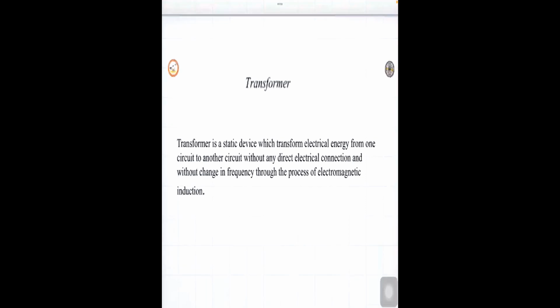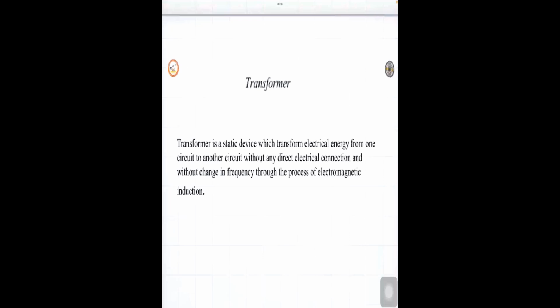Hello everyone. In today's class, let us understand about the transformer, its working, and its constructional features. What is a transformer? Basically, you would have come across a transformer while moving around near the house. During industrial visits also you would have seen transformers. Also I have shown you the transformer prototypes. So basically, what is a transformer?